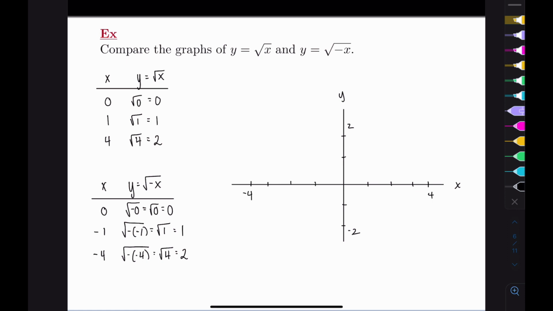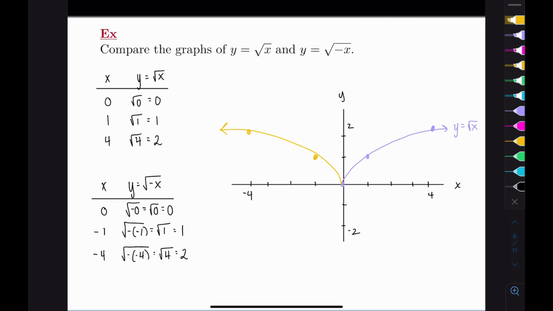Okay. So we'll start with the square root of x. It goes through (0, 0), (1, 1), and (4, 2), and it has the kind of square shape. That's the square root of x. And now I've got to plug in negative 1 to get positive 1, negative 4 to get positive 2. So my graph is actually flipped across the y-axis.